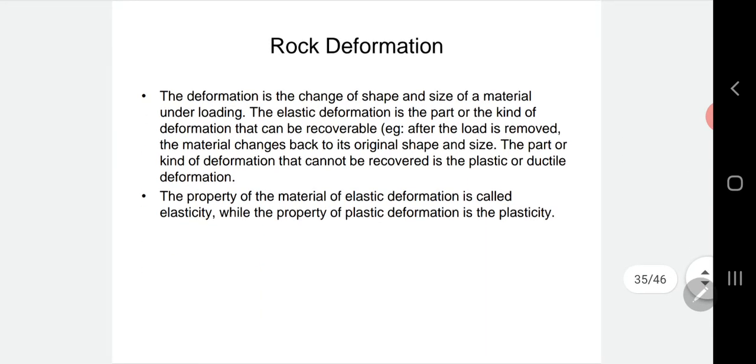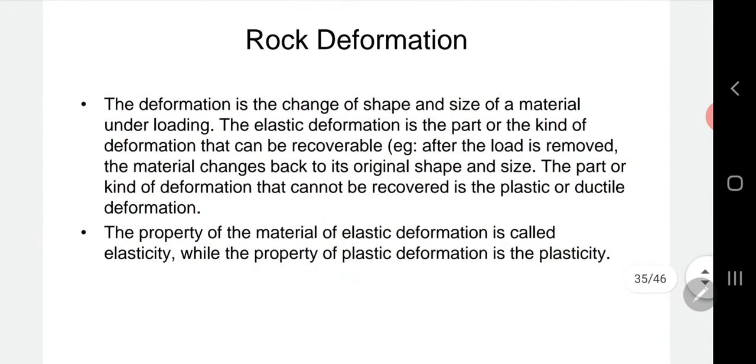Okay, now we need to understand rock deformation. What is deformation? Deformation means change in shape. The deformation is the change of shape and size of material under loading.